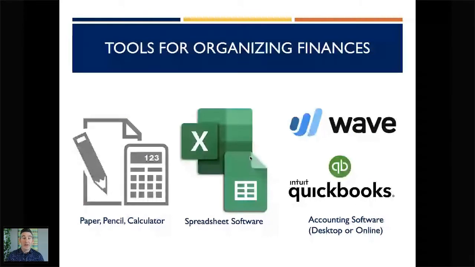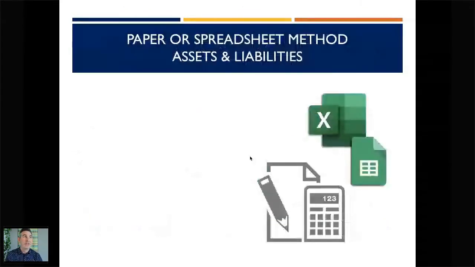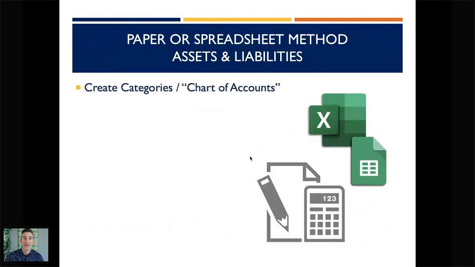So it turns out that doing what you would actually do in this case, if you're using paper or a spreadsheet, is probably going to look pretty similar. So I've just grouped those together. And again, the first step is going to be to create your categories or your chart of accounts for your assets and your liabilities. Then you're going to take inventory.